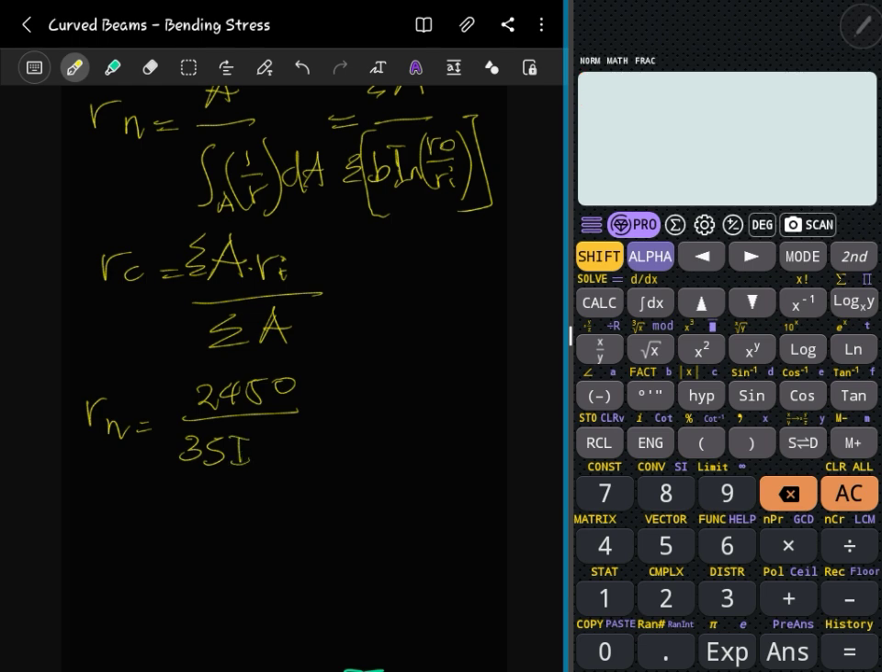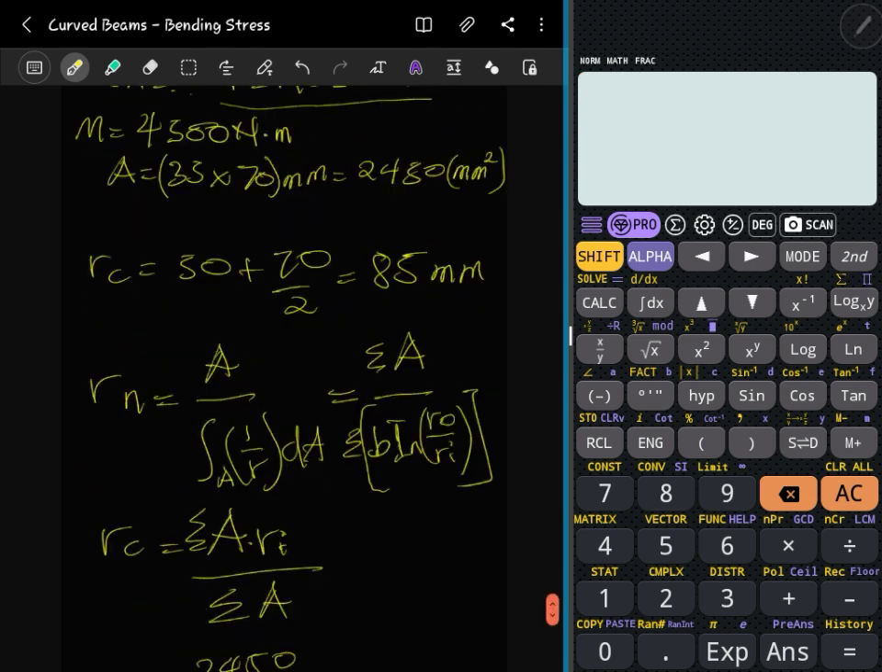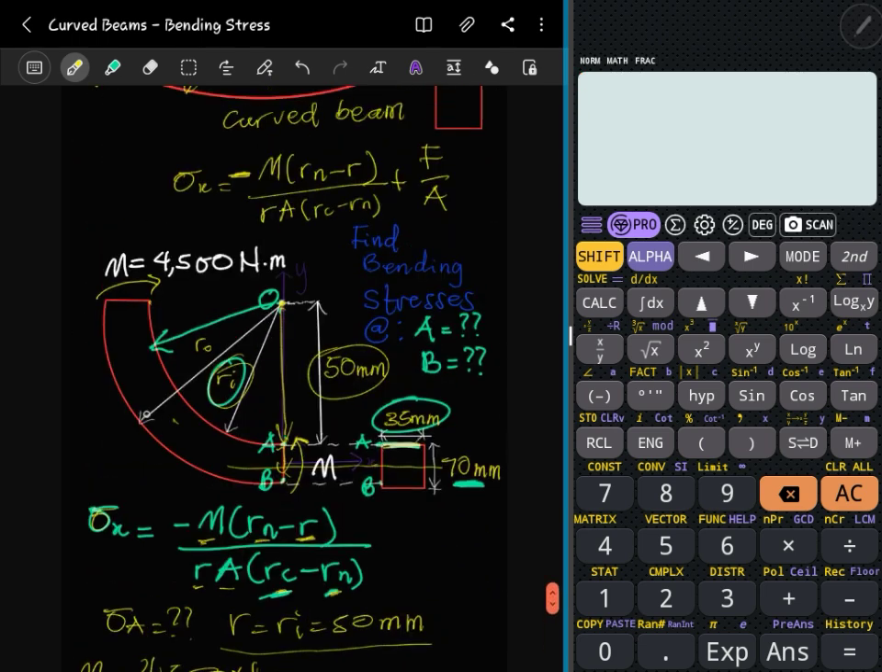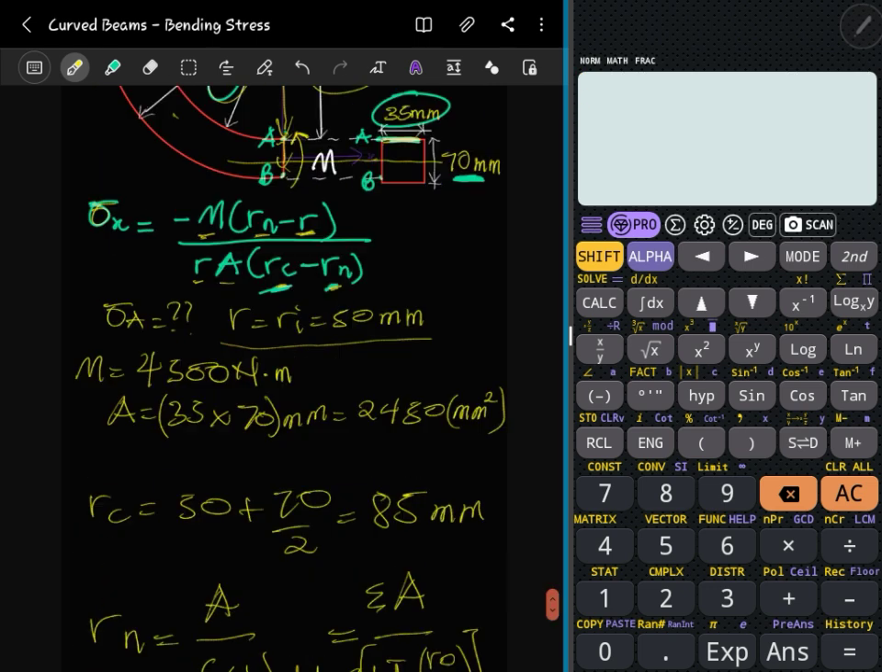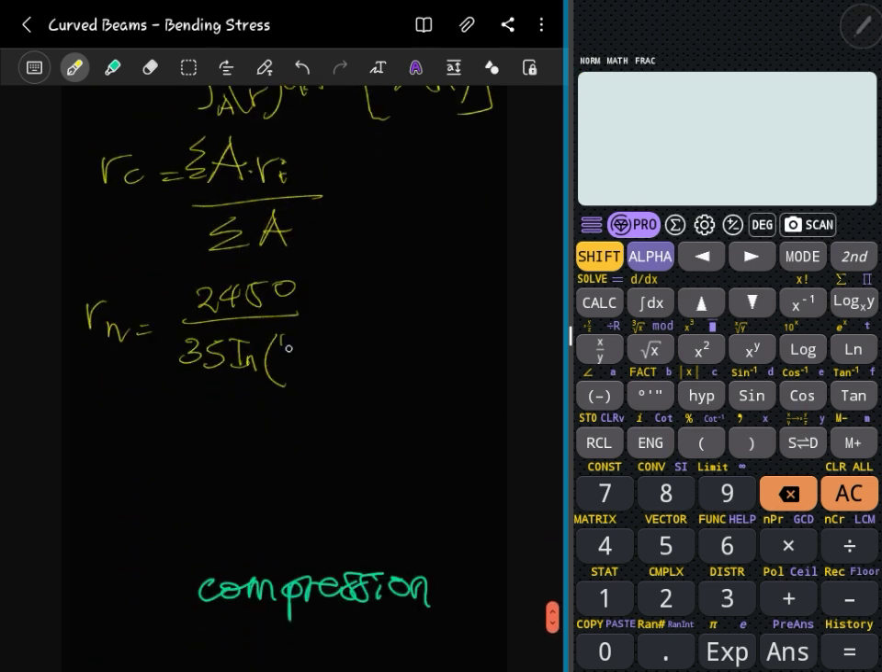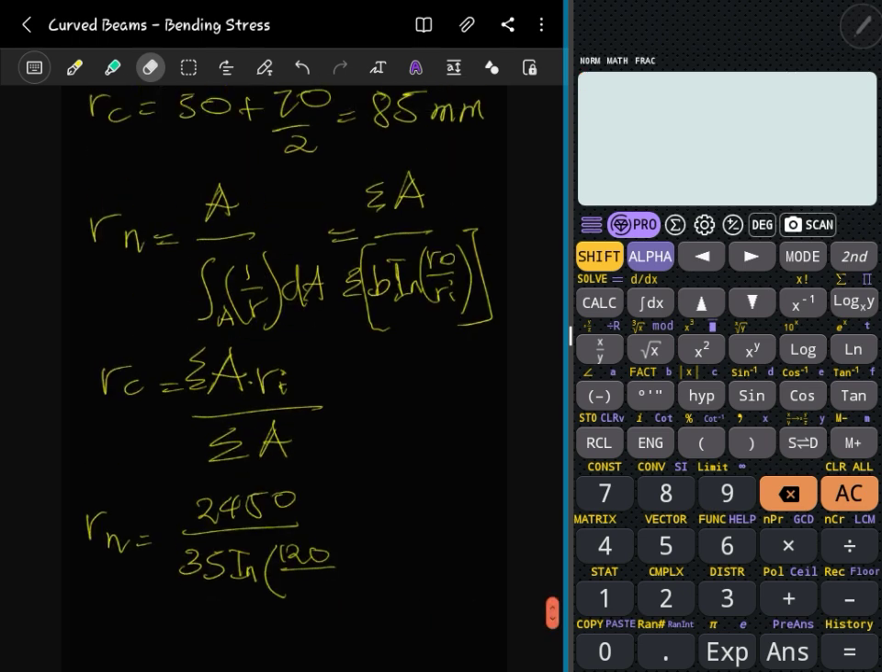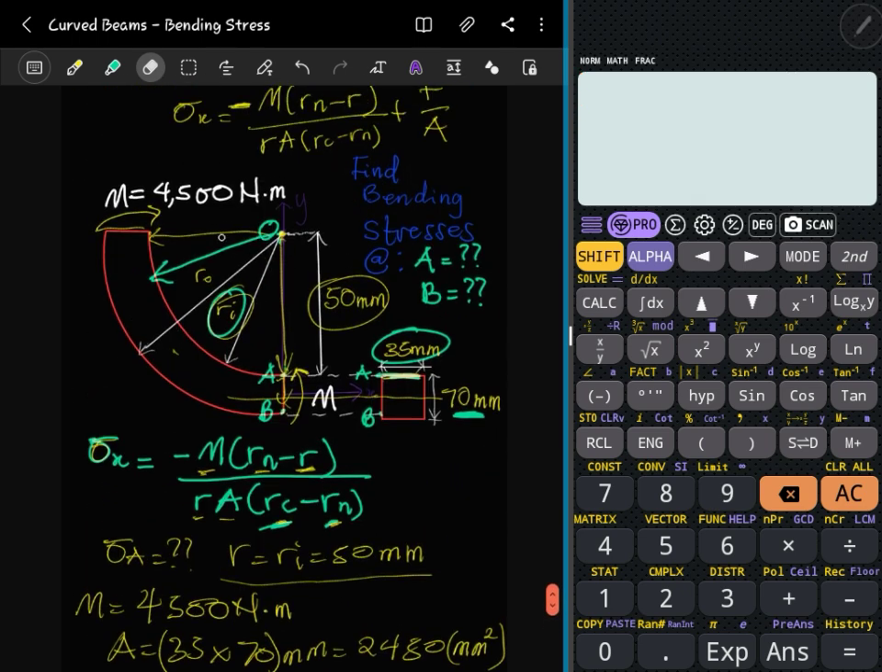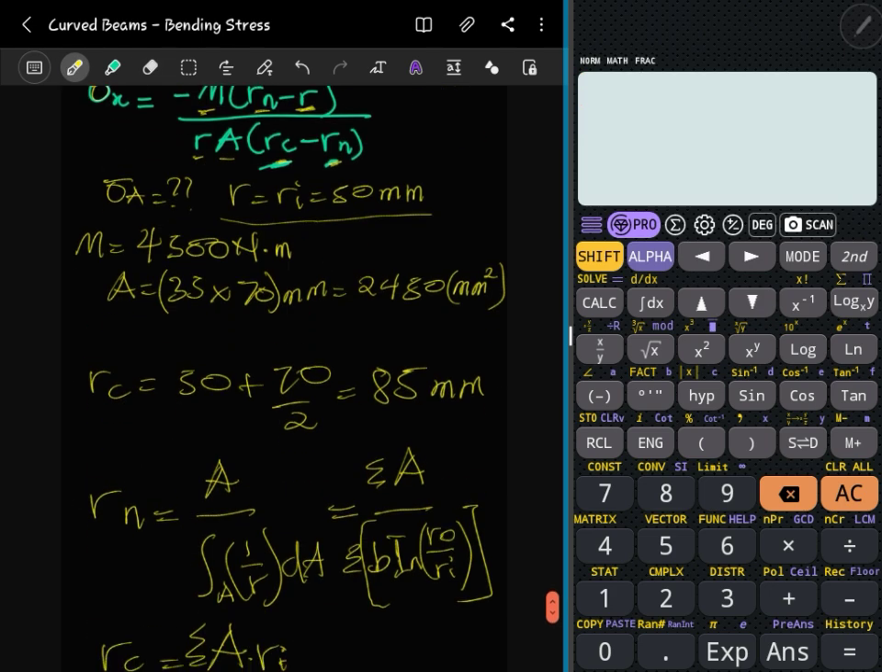And then the length of our outer radius, from the center of curvature to the very outer fiber, will be 50 plus the 70, which gives us 120. And then the R inner, which we know is just from here to here, is the 50. So 50.